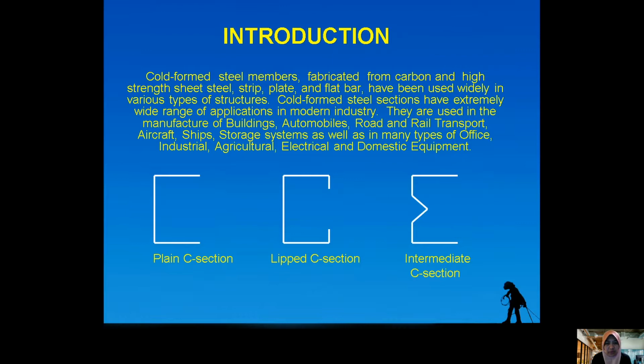In the figure here, we have three figures, which show the comparison between the plain C section, the next one is the lip C section, and the last one is the intermediate C section.